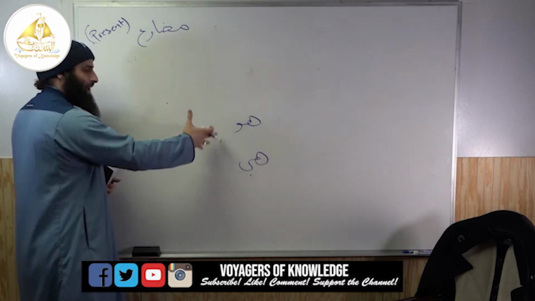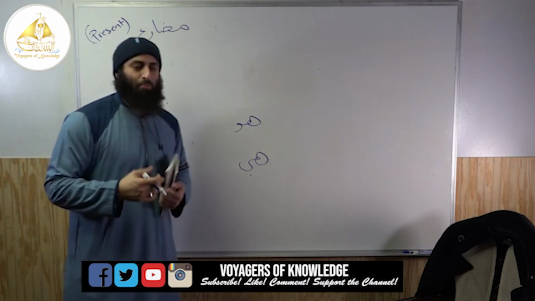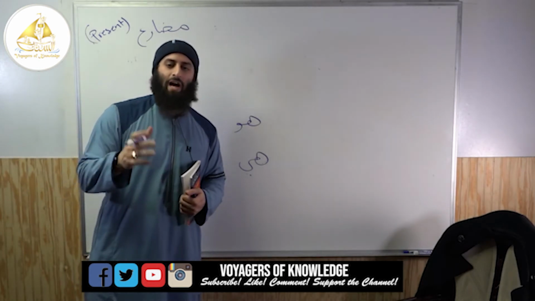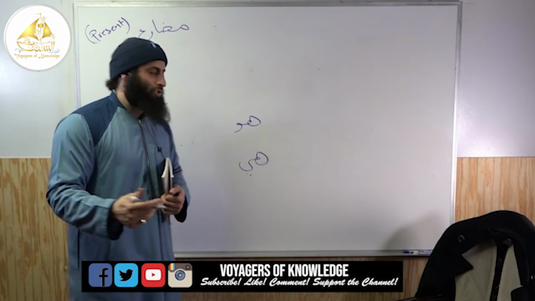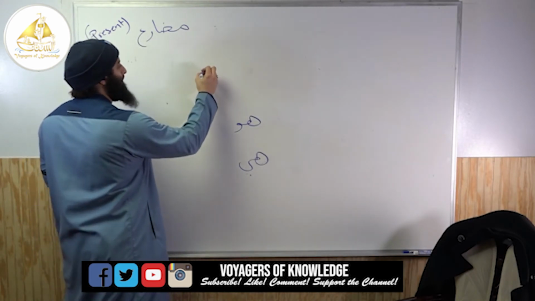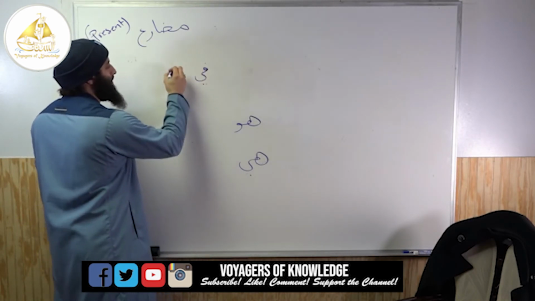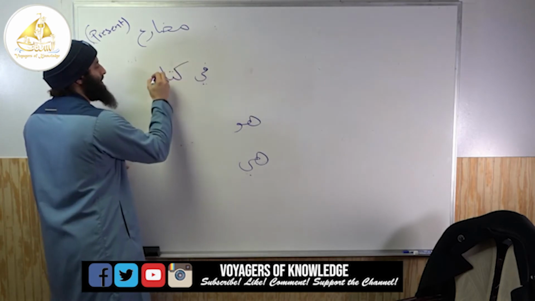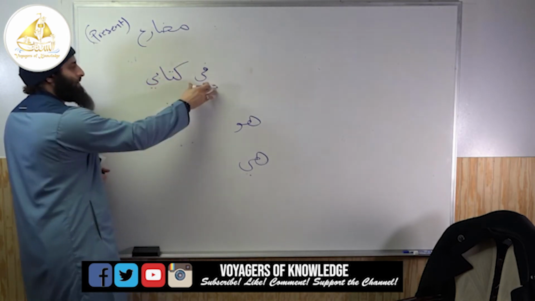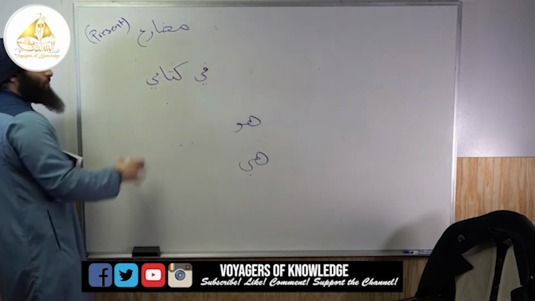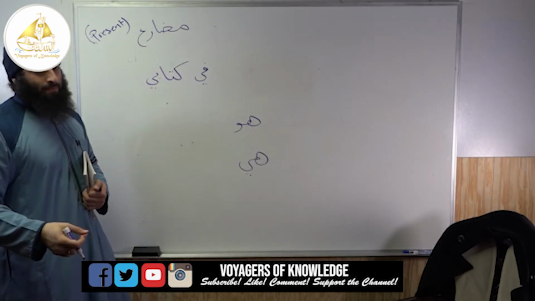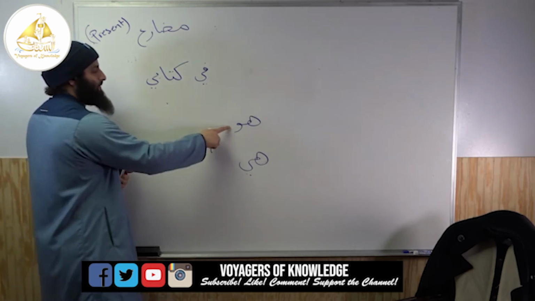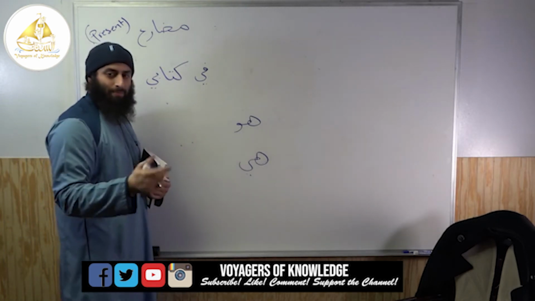If you're talking about an object, like, for example, your book, and you want to say, I have that in my book, you say, fi kitabi. We have the word kitab in my book. But what if you want to say just in it? The book is masculine, right?